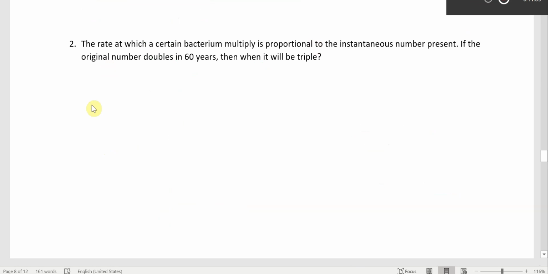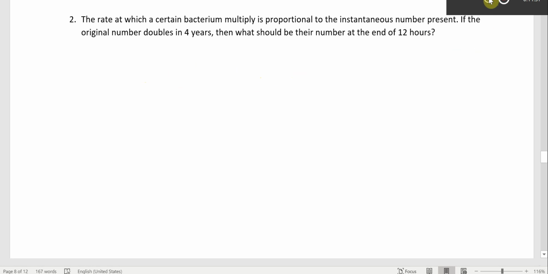This is the second question. The rate at which a certain bacteria multiply is proportional to the instantaneous number present. That means dn by dt equals plus kn, as multiply means increasing, not decreasing. If the original number doubles in 60 years, then when will it be triple? So it's the same type of question as one, so you can solve this as homework.